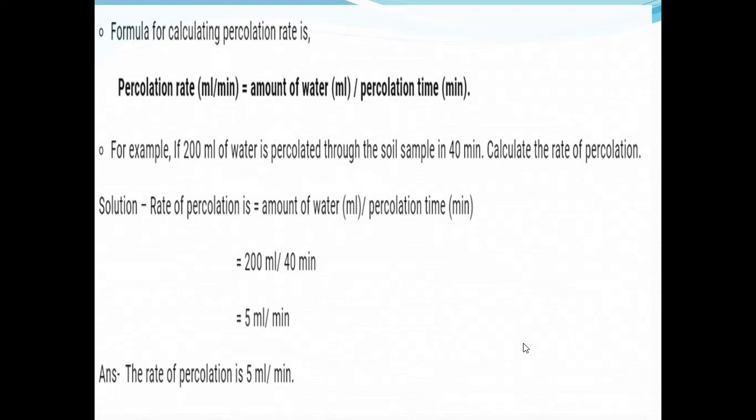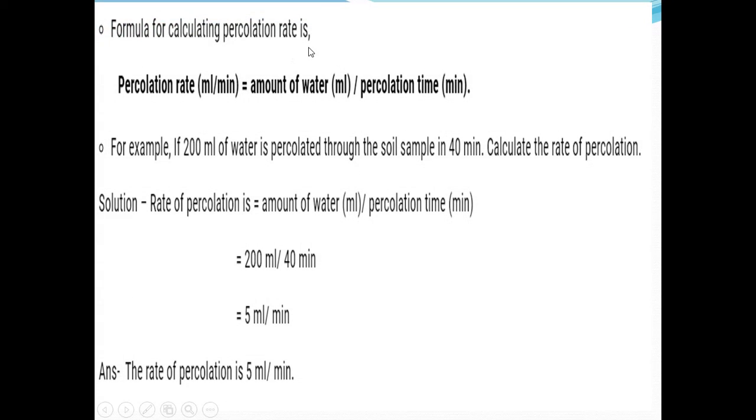Now we can see the formula for calculating percolation rate. Percolation rate is equal to the amount of water in milliliters divided by percolation time, the time in minutes. Now here you can see the example. If 200 ml of water is percolated through the soil sample in 40 minutes, calculate the rate of percolation.